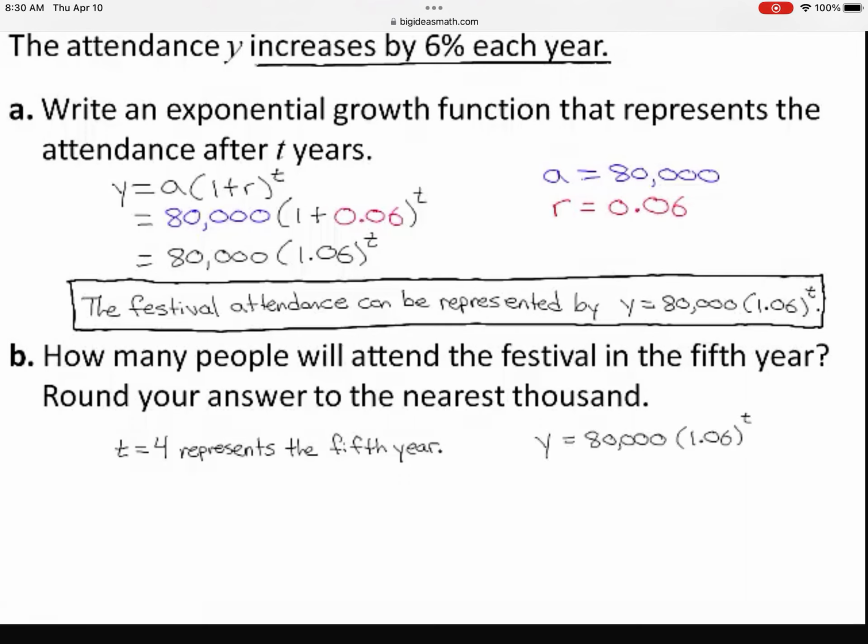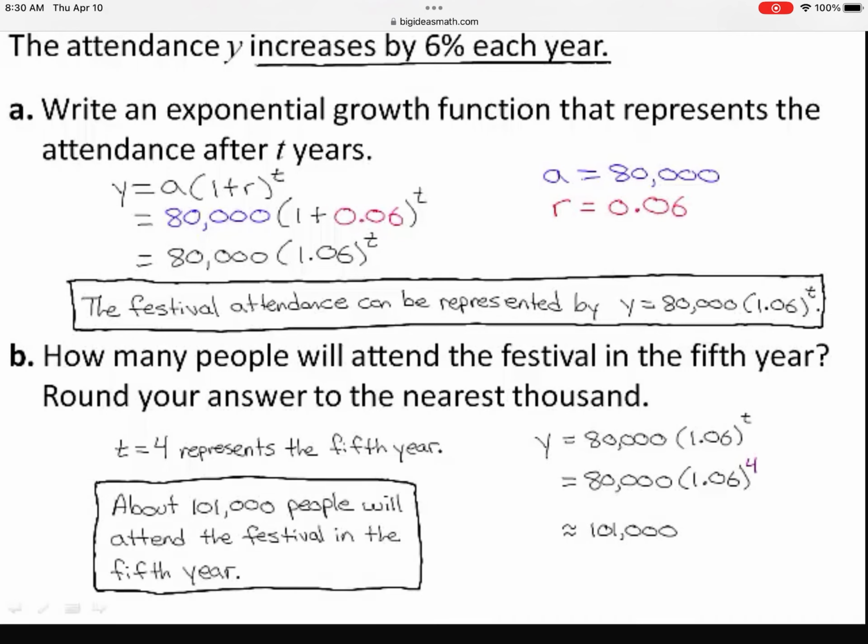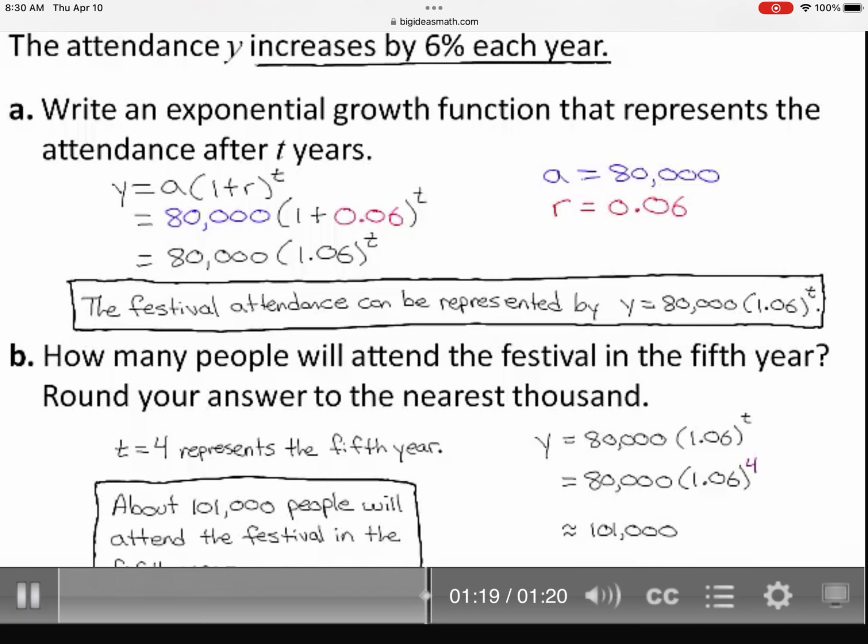First write the equation. y equals 80,000 times 1 and 6/100 to the tth power. Substitute 4 for t to get y equals 80,000 times 1 and 6/100 to the 4th power, which is approximately 101,000. So about 101,000 people will attend the festival in the 5th year.